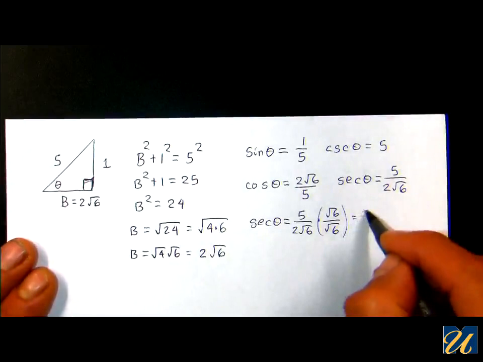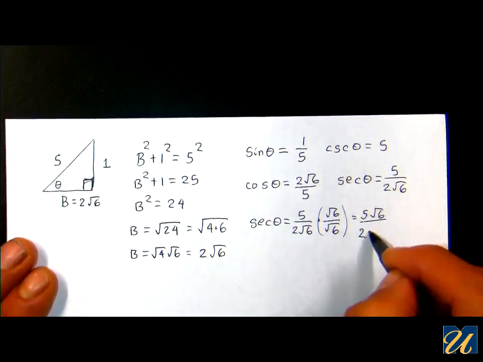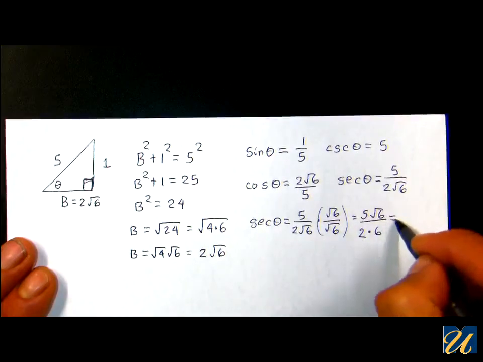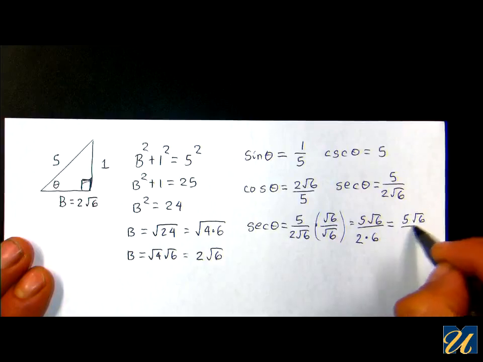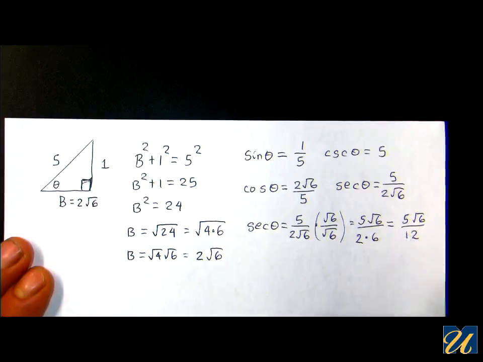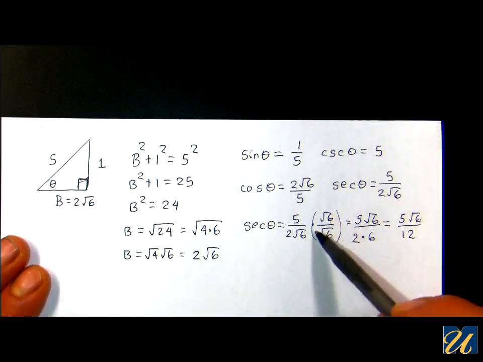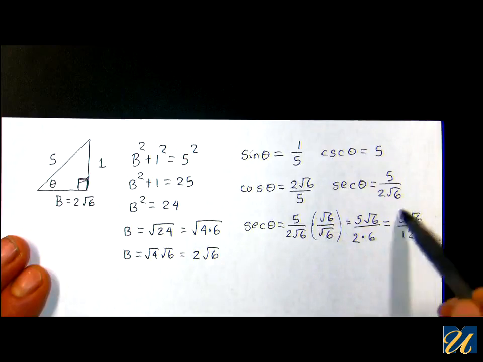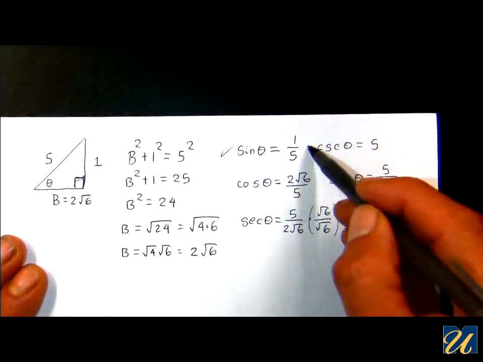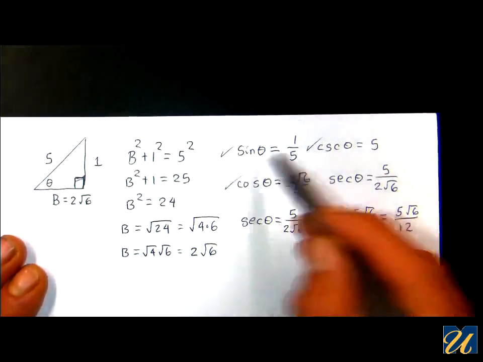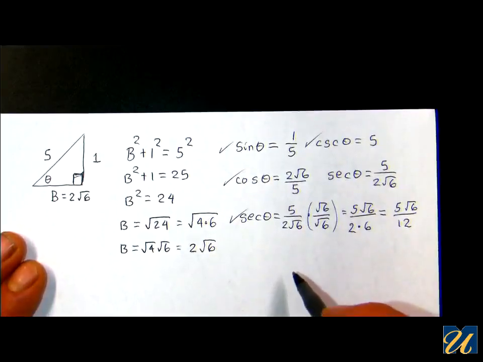So the numerator becomes 5 root 6. The denominator becomes 2 times 6. So this will end up being 5 root 6 over 2 times 6 is 12. Okay. If you multiply by 2 root 6 divided by 2 root 6, then you'd have a little bit of simplifying to do. So let's see, how are we doing? We got the sine, we got the cosecant, we got the cosine, we got the secant.